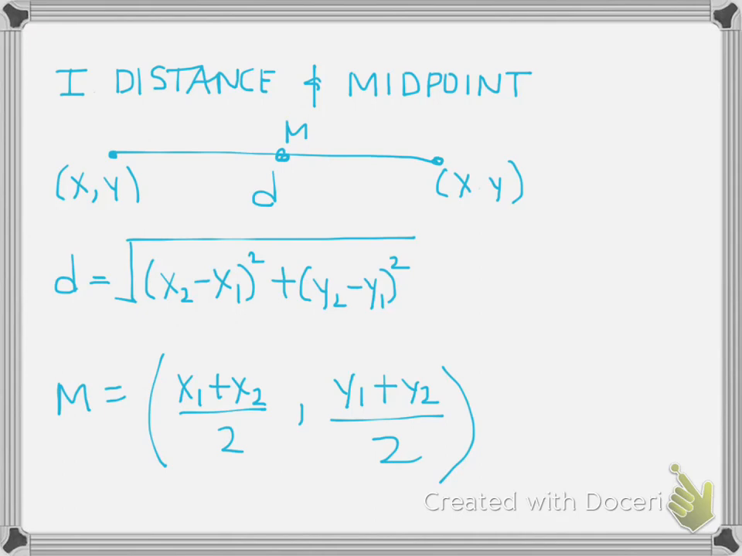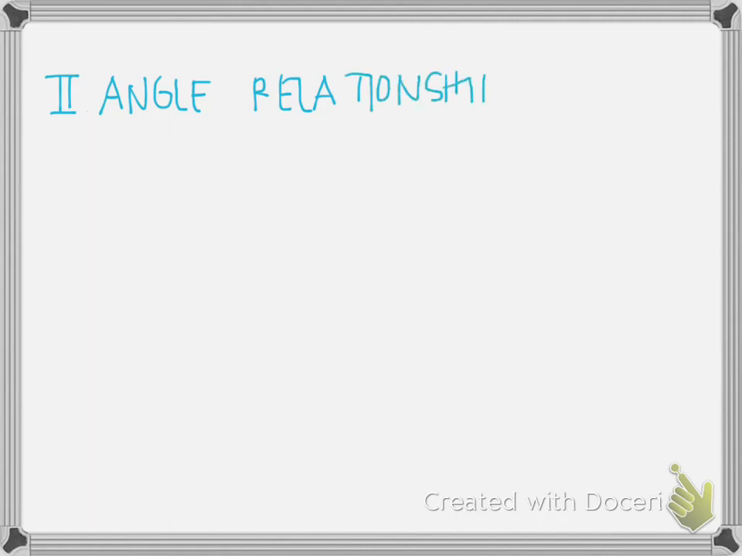Okay. Angle relationships. Remember, vertical angles are going to be congruent. So if I created these two angles, angle 1 and angle 2 here would be considered vertical angles. So remember, those two things would be equal to each other.